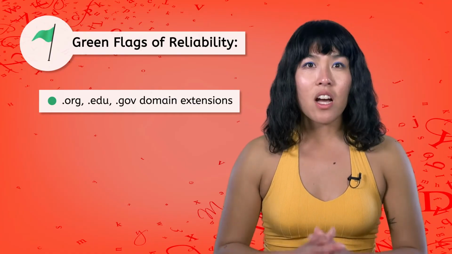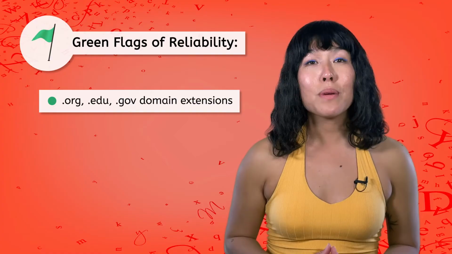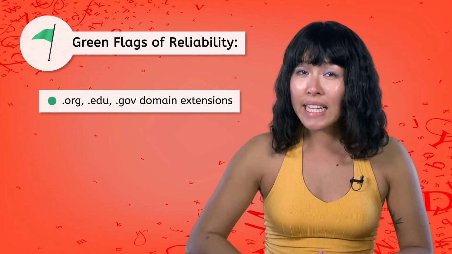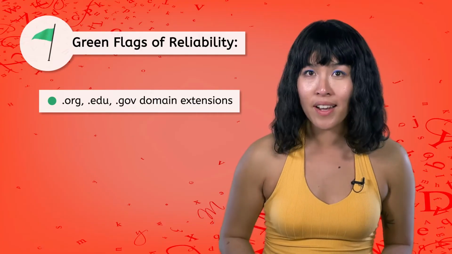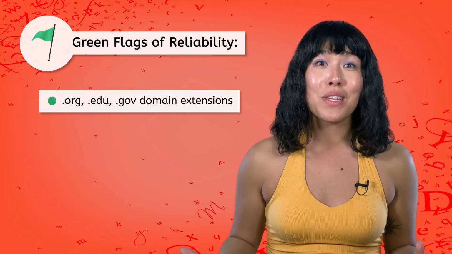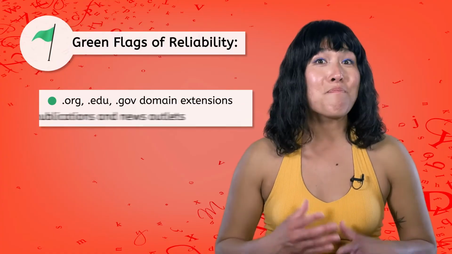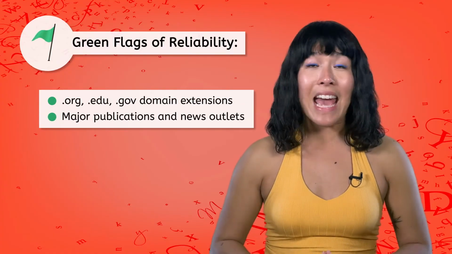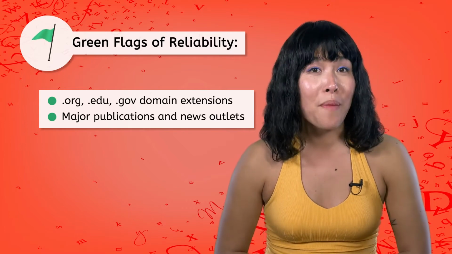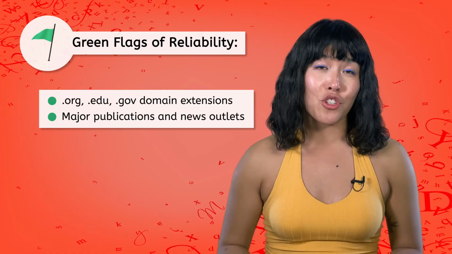On the other hand, .com and .net are typically related to commerce or business, meaning they are more likely to be trying to sell you a product. Now, to be clear, there are many .com websites that can be useful for your research, like major journalistic publications and news outlets. If you're unsure based on the website's domain, do a little more research on the site itself.